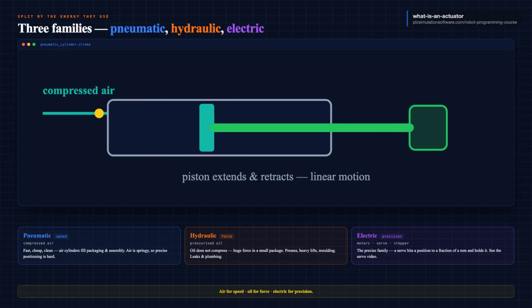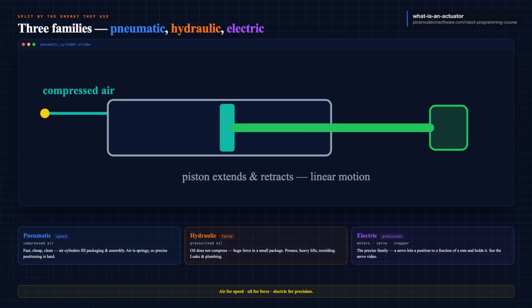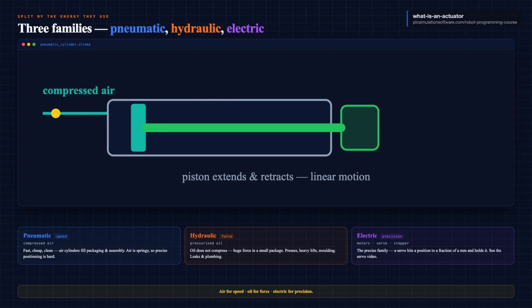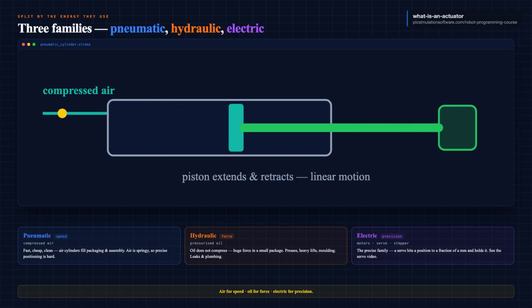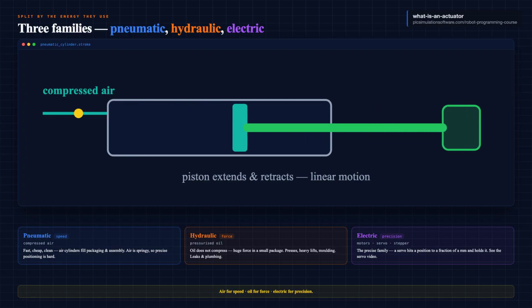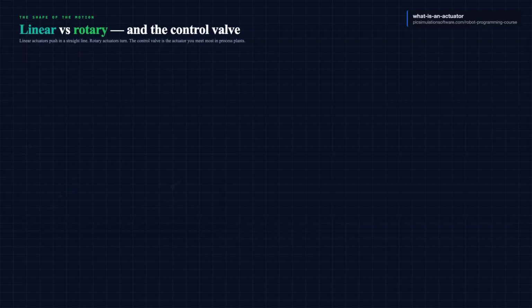Third, electric. These use motors, servos, steppers, and plain motors driving screws or belts. Electric actuators are the precise ones. A servo can hit a position to a fraction of a millimeter and hold it. I cover servos in detail in the linked What is a Servo Motor video. Air for speed, oil for force, electric for precision.